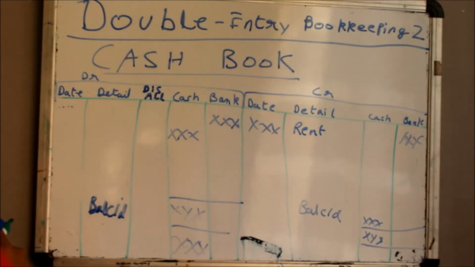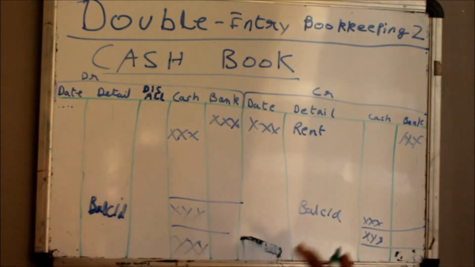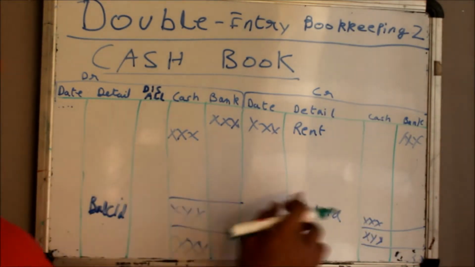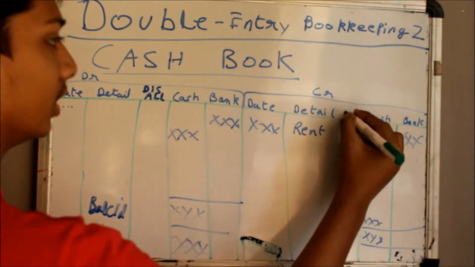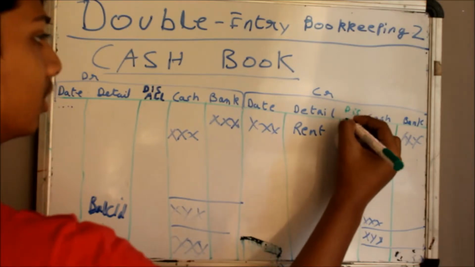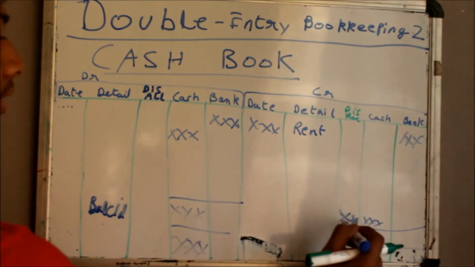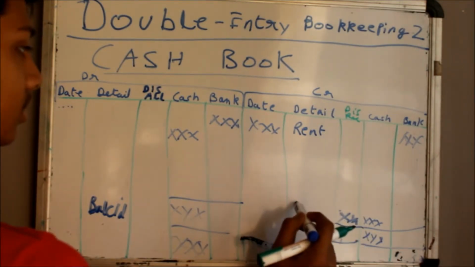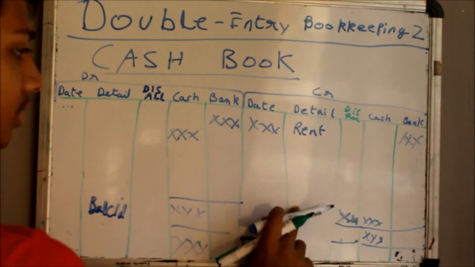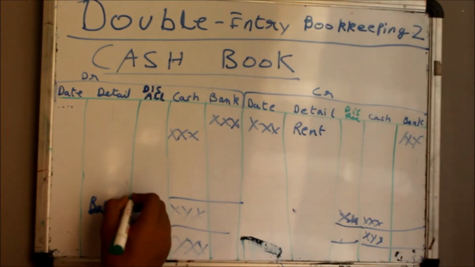So this is the balance. And over here there is a discount received column, sorry. Discount received, and the amount will be written over here. Okay, so anyways, as I was saying, there are different columns for discount allowed and discount received.